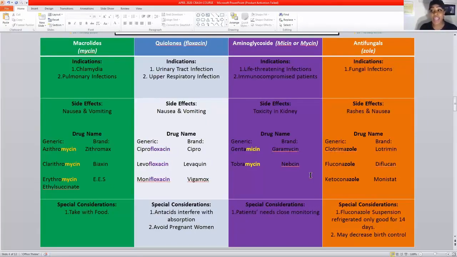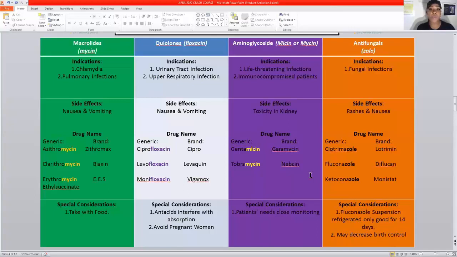Antifungals may also decrease birth control. I'll tell you right now that most antibiotics will decrease the potency of birth control. So that is something you want to remember, that it will definitely decrease birth control. Most of the time doctors will say, please use another method of birth control, because it can decrease it.